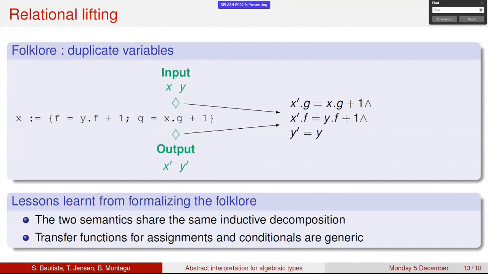And what we learned from it is that the folklore works, and the reason why it works is because when you write the collecting semantics with and without the duplication of variables, you get the same inductive decomposition. So the semantics are not the same, but when you decompose them inductively on the different instructions of the program, they verify the same inductive properties, except for assignments and conditionals. But for assignments and conditionals, there is a generic way of writing those for the case where you duplicated the variables, generic in the sense that they do not depend on the abstract domain that is being used. And so that is why the folklore works.